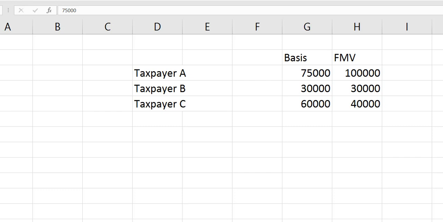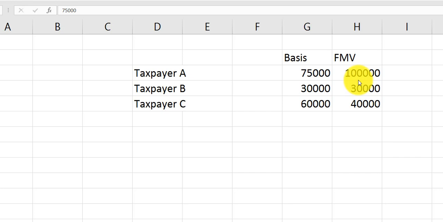Now what gets tricky is if there are other assets that are contributed. So for instance, in our example here, taxpayer A is going to contribute assets with a basis of $75,000, but they have a fair market value of $100,000. So there is an unrealized gain there that is being exchanged for stock. So taxpayer A is going to get stock, you might say worth $100,000, because we're going to make this exchange at the fair market value.